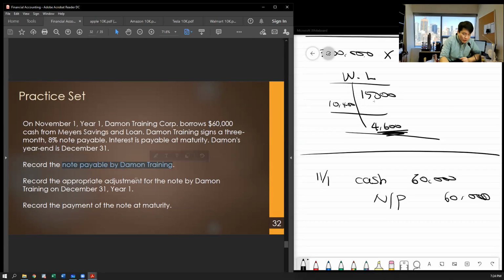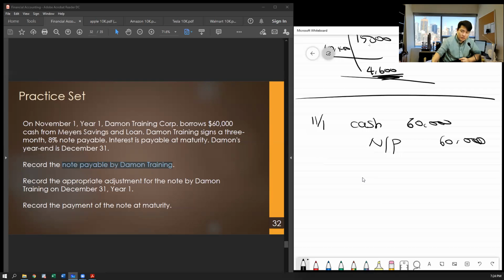Record the appropriate adjustments for the notes by the company on December 31st. Basically, you want the adjustments on December 31st. Since the company is borrowing money, you are going to report interest expenses and interest payables. The dollar value is 60,000 times 8% times from November 1st to December 31st. That's 2 months out of 12.